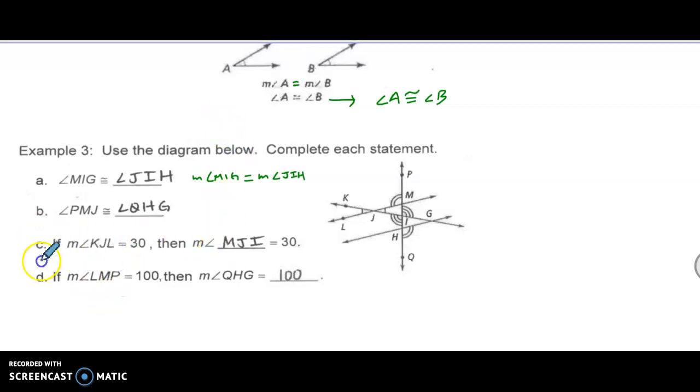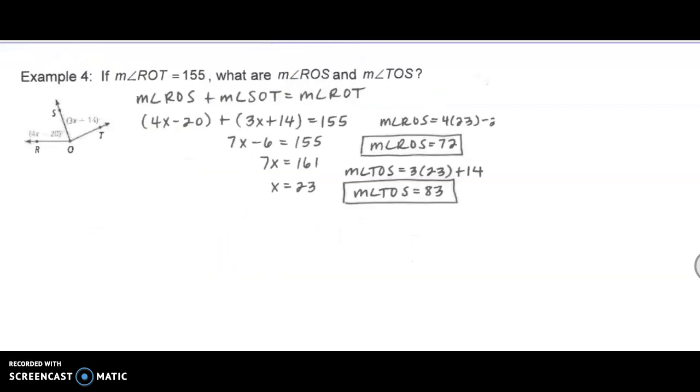And so here in parts C and D, again, because we're talking about the measures, that's why we use the equal sign. Just wanted to do a quick review.